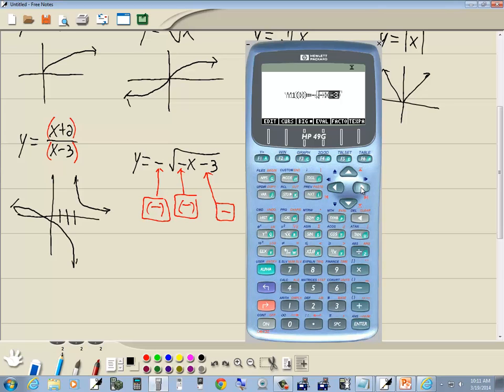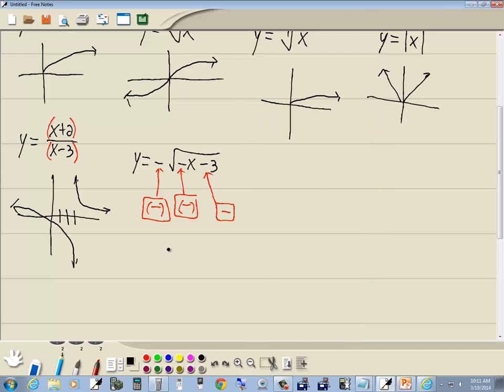Now if I press the right arrow key, it gets me out of that negative 3 or minus 3. Another right arrow key gets me out of the negative x minus 3, and another right arrow key gets me out of the radical. So enter, save it, and then F6 to draw. And that's our graph.